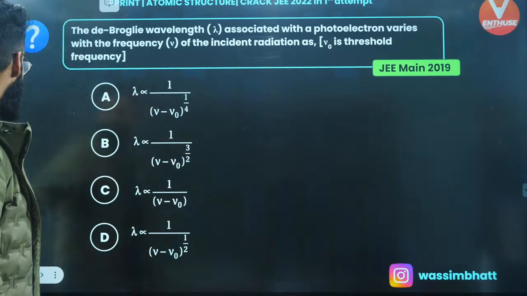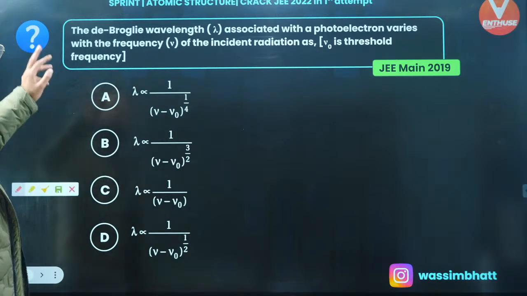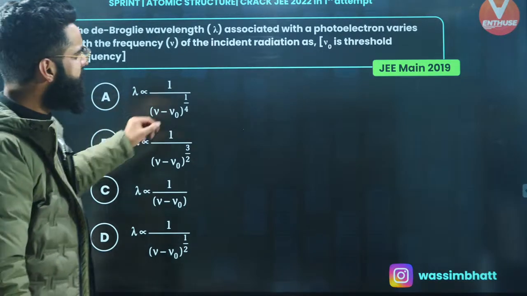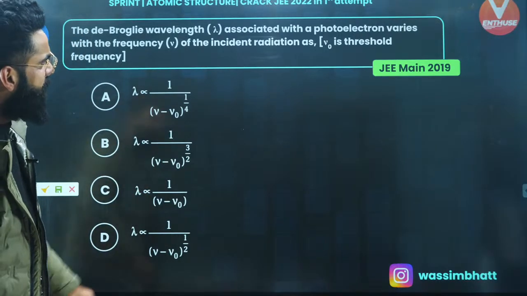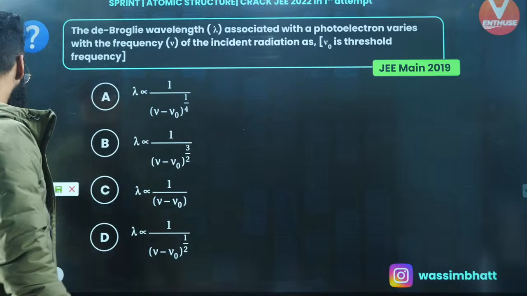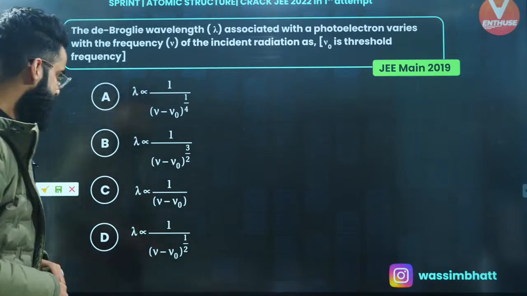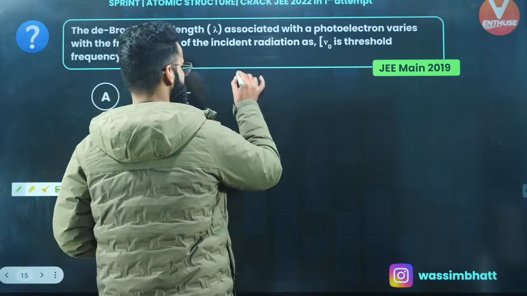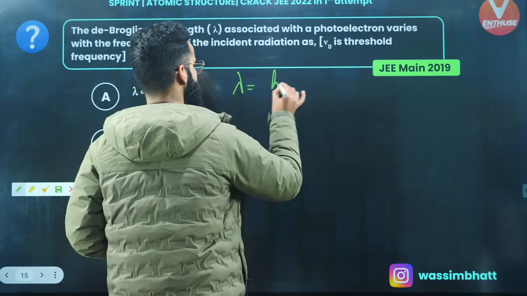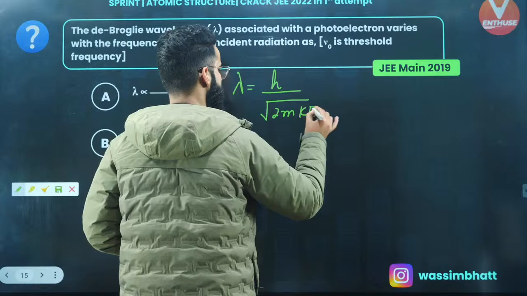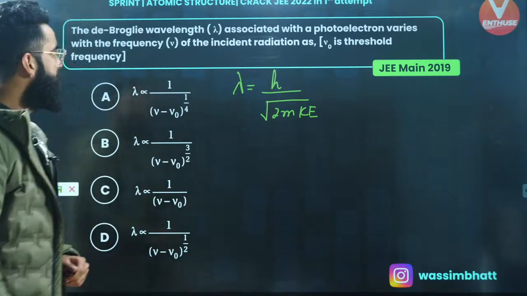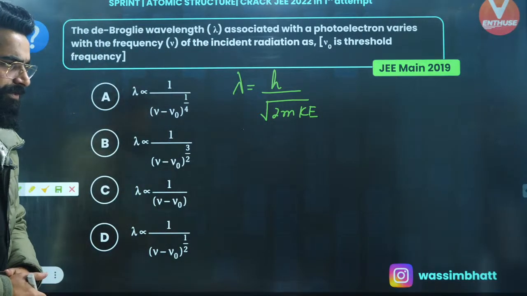Look at this question carefully, guys. The question says, the de Broglie wavelength, lambda, associated with the photoelectron varies with the frequency of the incident light, where nu naught is the threshold frequency. See, it's again a simpler one. I'm sure you all must have heard about this relation: lambda is equal to h upon under root of 2m times kinetic energy. Right, people?